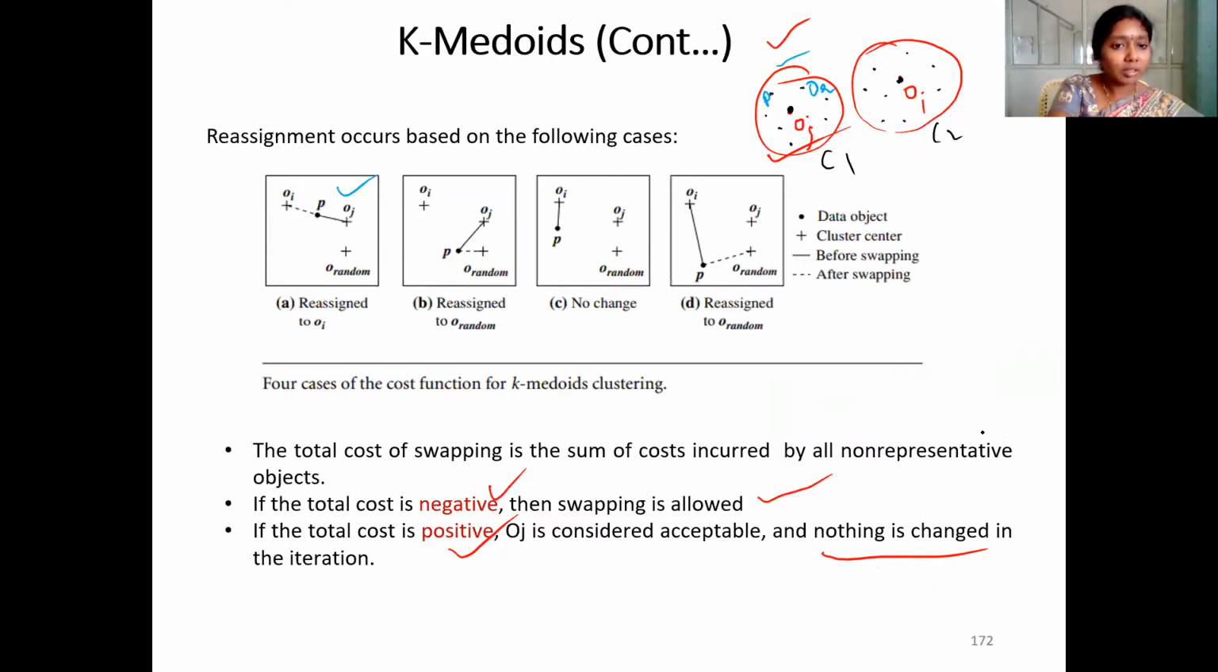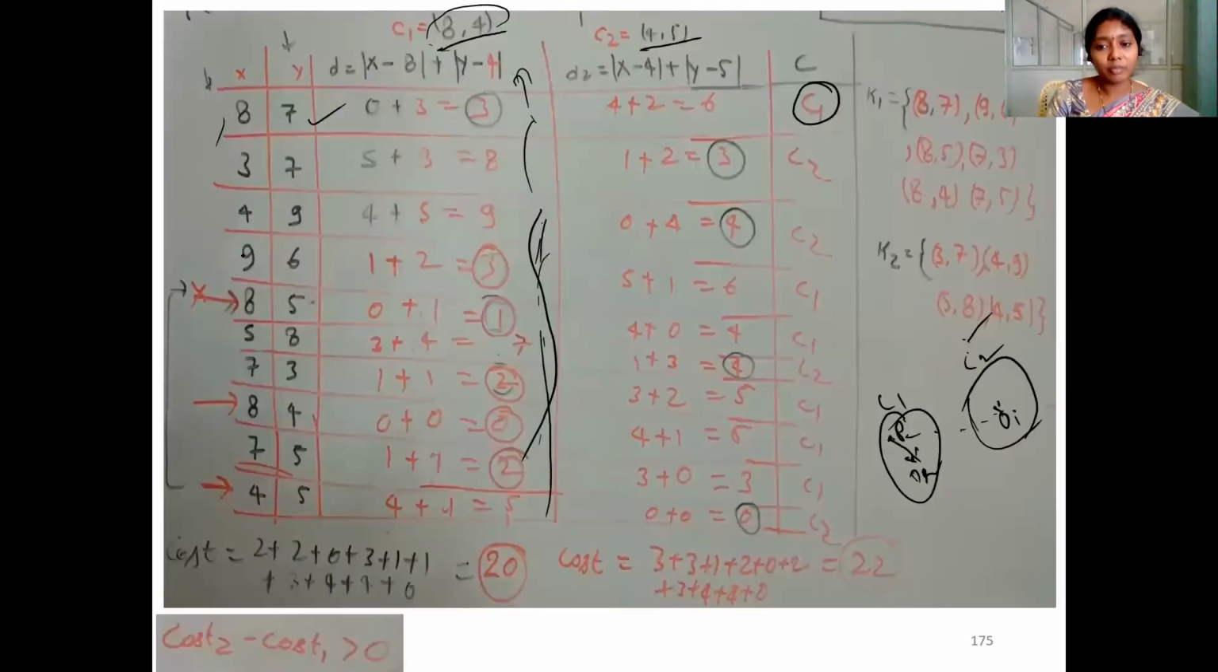So in this case, reassignment is done. Reassigned. If it is closer to OI, we need to reassign it. And what is the next case?